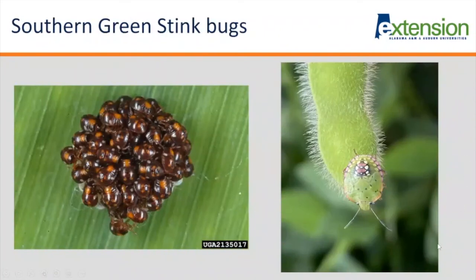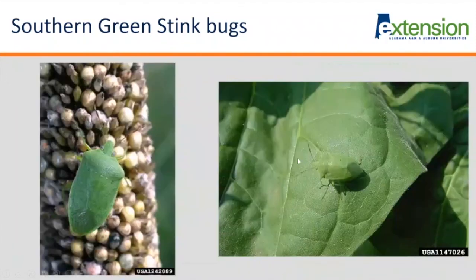Southern green stink bugs are, to me, one of the prettier, if you will, bugs that we may see in the field. The immatures, as they grow and develop, have these nice pink markings along the outside and down the middle of the back. To me, it's a neat looking immature stink bug. The adult looks similar to the green stink bug.